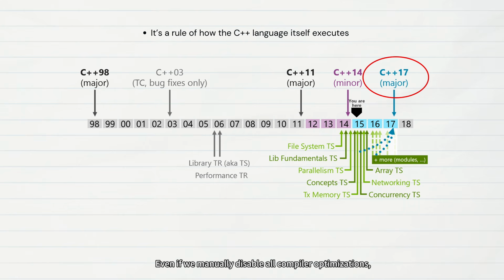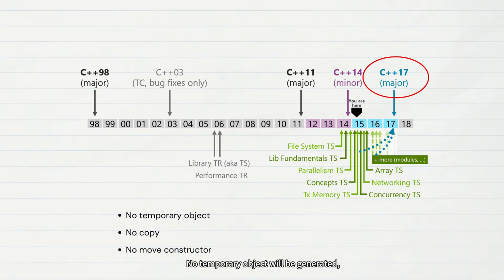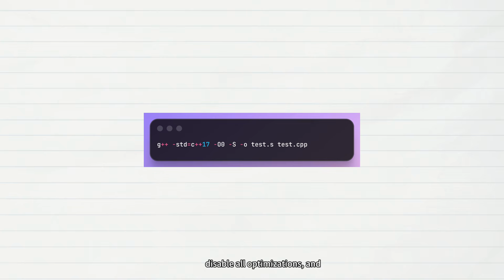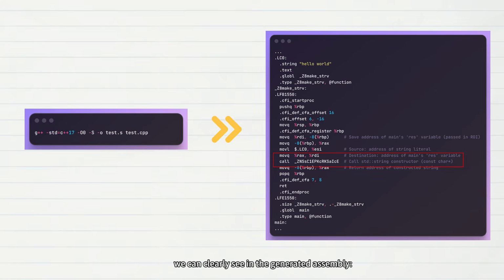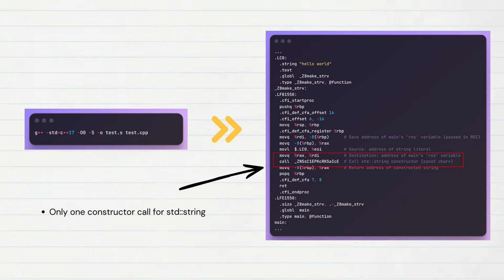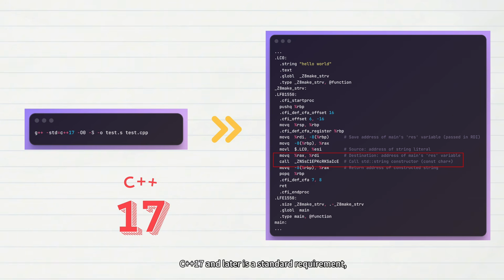Even if we manually disable all compiler optimizations, the compiler is still required to execute by constructing the object directly at the target location. No temporary object will be generated, and no copy or move constructor will be called. If we compile with GCC, disable all optimizations, and specify the C++17 standard, we can clearly see in the generated assembly there's only one call to the string constructor with the address pointing directly to a variable in the main stack frame. No copy constructor, no move constructor, no stack space allocated for a temporary object, and no memory copy instructions. This conclusively proves that copy elision in C++17 and later is a standard requirement, not an optional optimization.